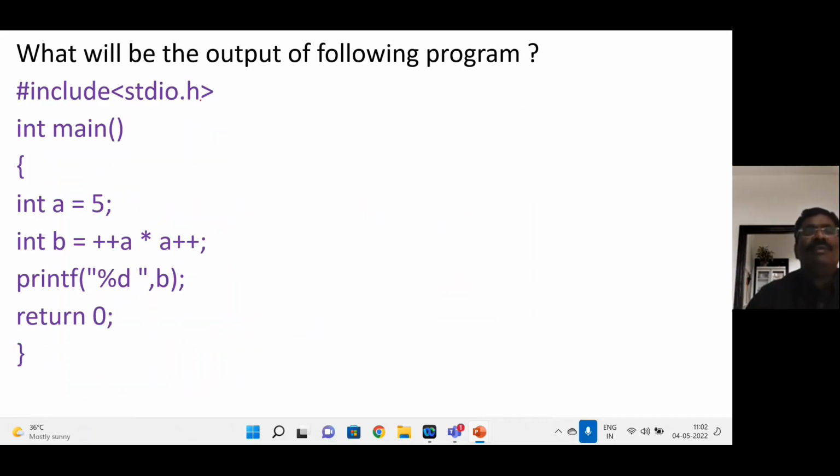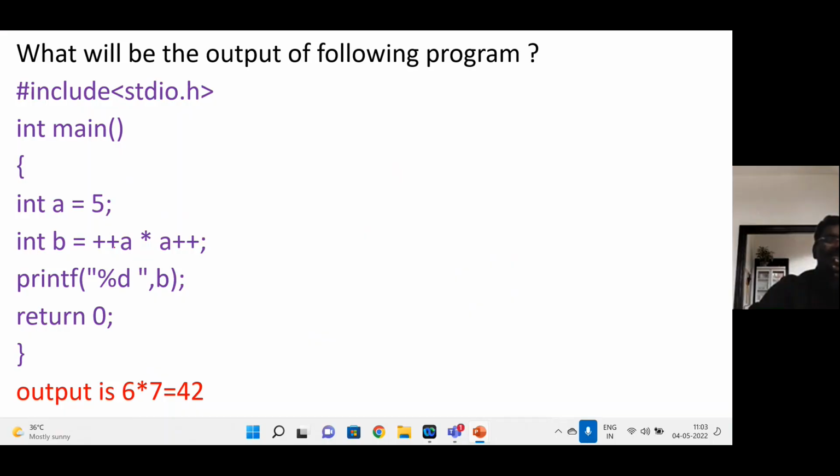So next, what will be the output of the following program? #include <stdio.h>, main(), int a = 5, int b = ++a * a--. Now what is the output of this? Here the ++ is there and the --. With two operators, we can get 7 and 6. So that is 7 into 6.